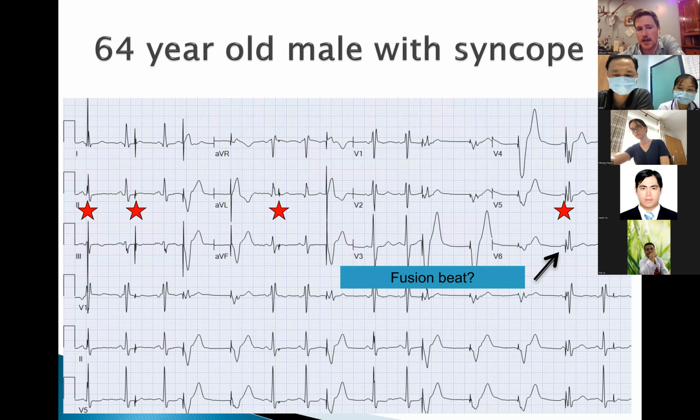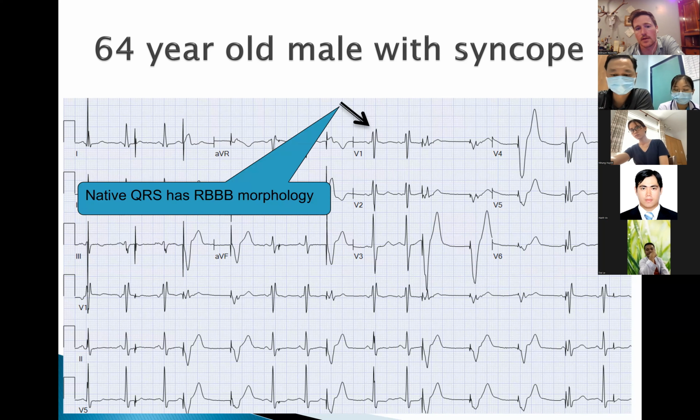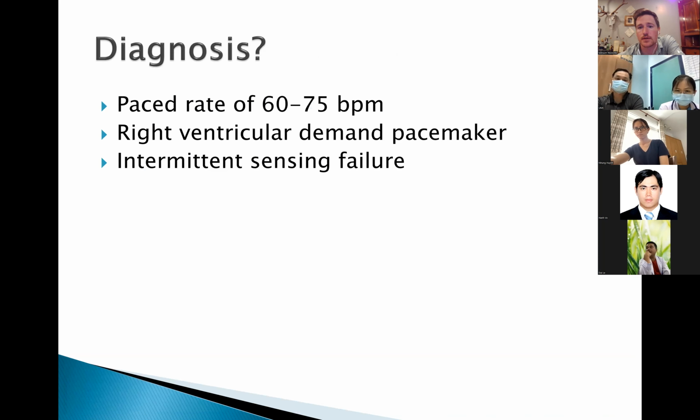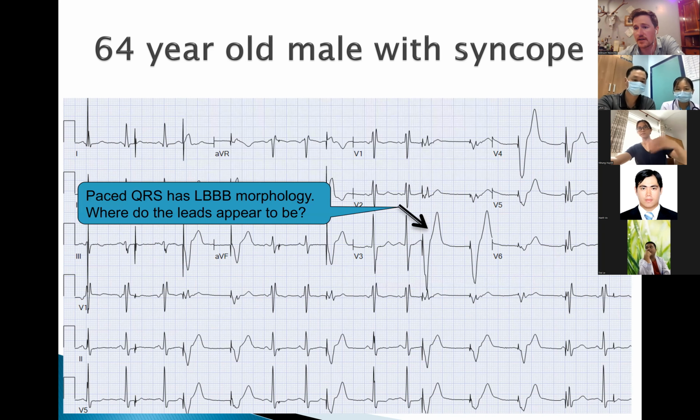And then this arrow is just pointing out a possible fusion beat. So right bundle branch morphology in this patient, but the paced QRS has a left bundle branch morphology. That's what we care about. So the leads appear to be in the right ventricle. So it's a right ventricular demand pacemaker, but it's having some intermittent sensing failure, because we can see pacer spikes that aren't conducting, and those pacer spikes are in a refractory period of the patient's native beats. So that's a failure to sense.